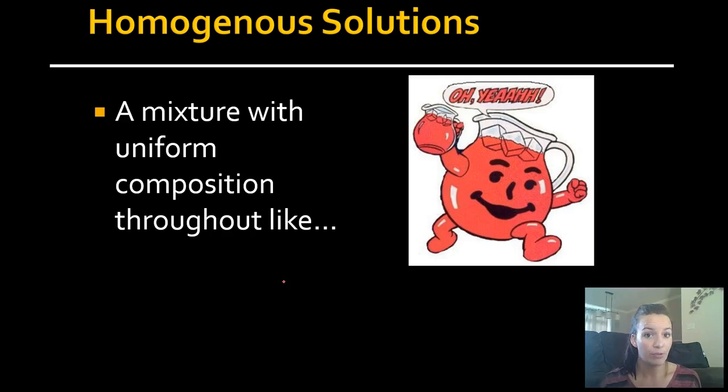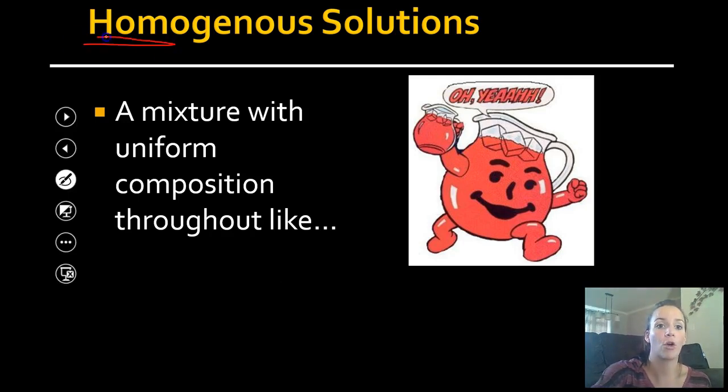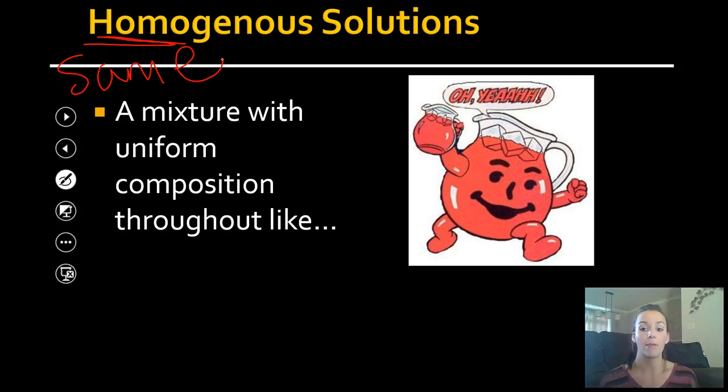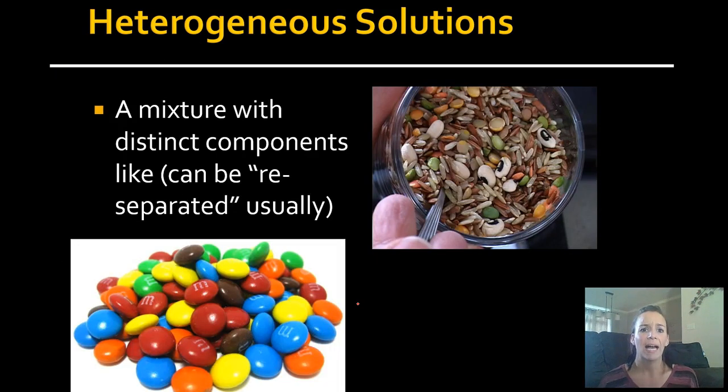So there's 2 types of solutions. There's a homogeneous solution and a heterogeneous solution. So the homogeneous, remember the prefix homo means same. So this is going to be a same mixture all the way throughout, like our favorite drink from childhood, Kool-Aid. A heterogeneous mixture, on the other hand, is distinct. So if you eat trail mix or a blended rice, or you see even the M&Ms there, all the different colors, it's a mixture, but you can see the different parts, and it can usually be re-separated.